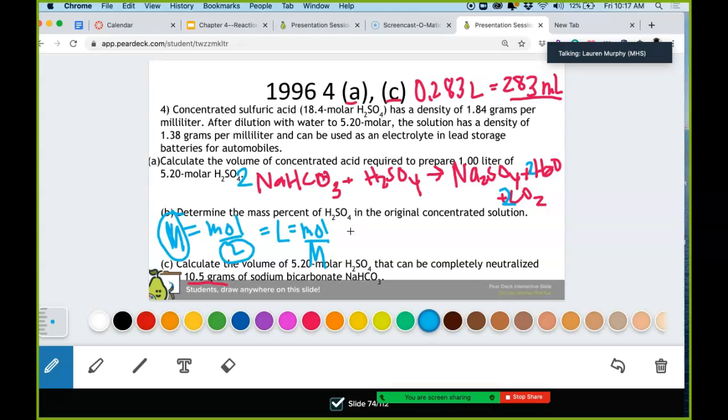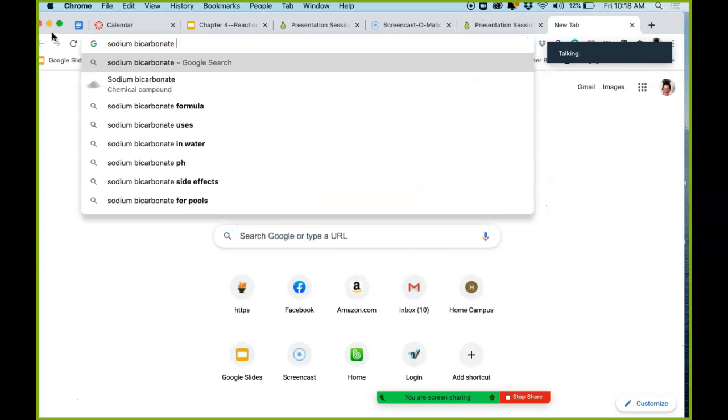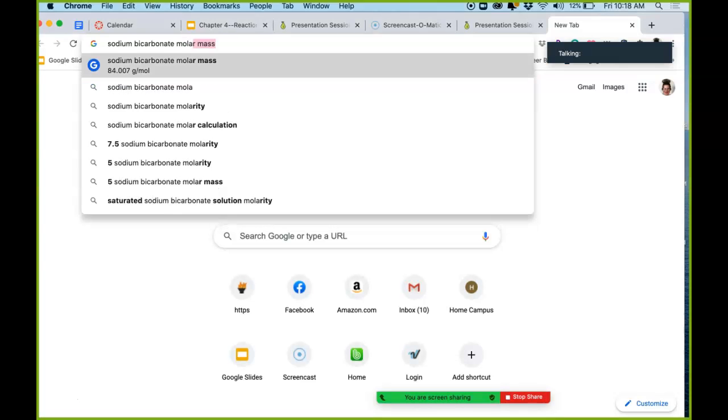10.5 grams of sodium bicarbonate. You can turn grams into moles. I think it's 84.01. Oh, I don't remember. It is 84.01.